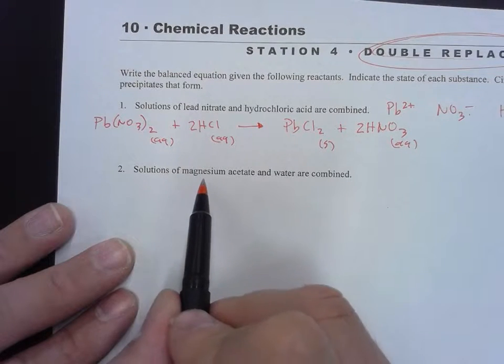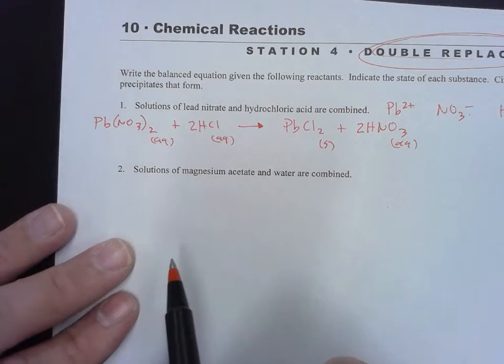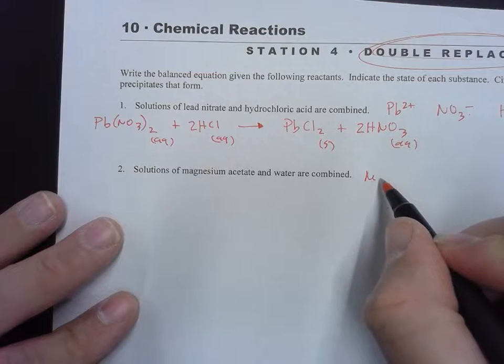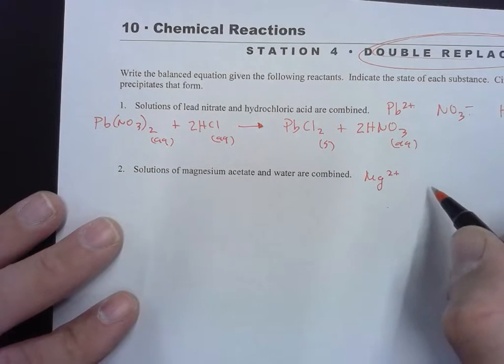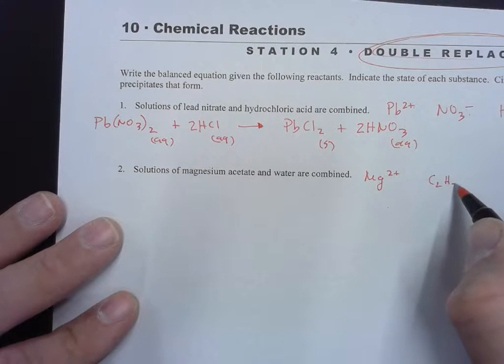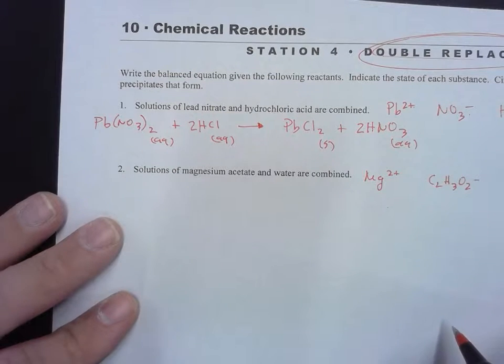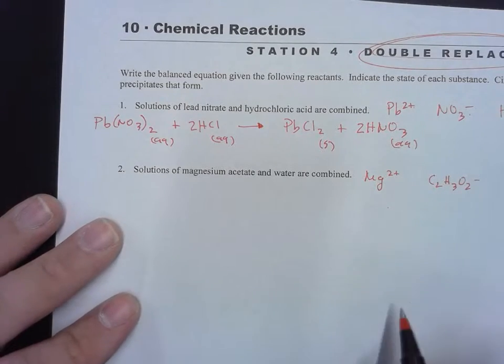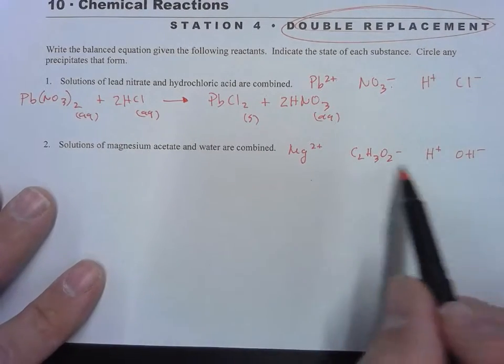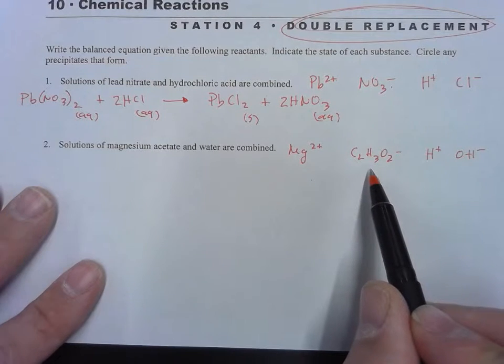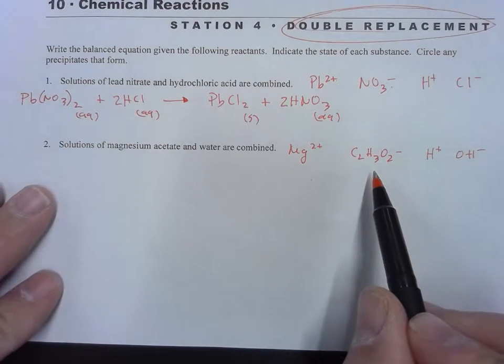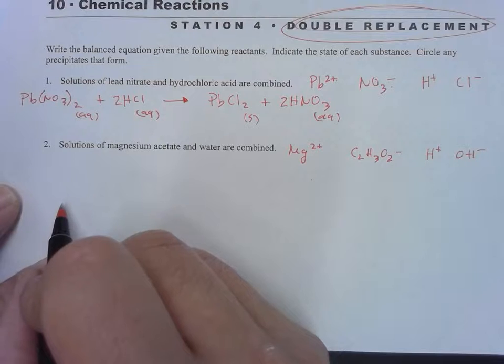solutions of magnesium acetate and water are combined. Magnesium acetate, so Mg2+, acetate C2H3O2-, and water, H plus, OH minus. Broke it down into its ions. Okay, I had this one memorized. I think you should do the same. I would recommend it. Okay, let's go ahead and do it.